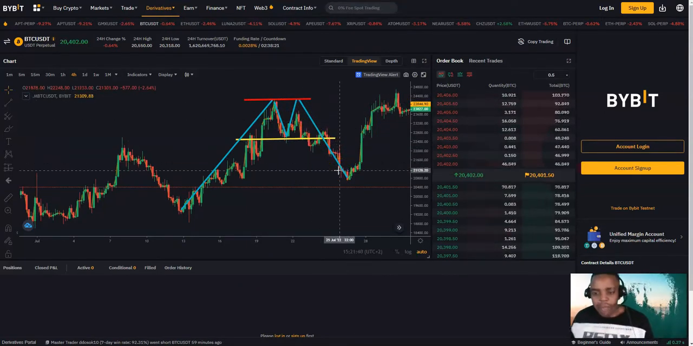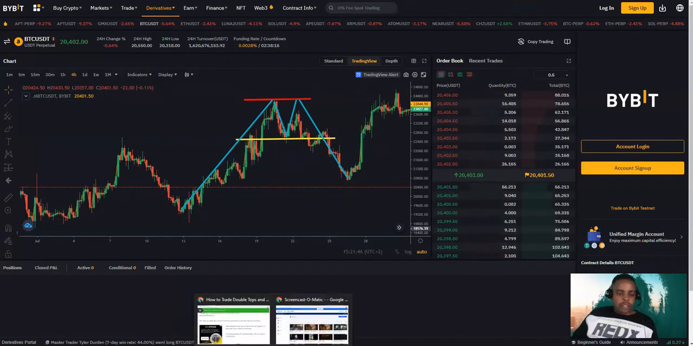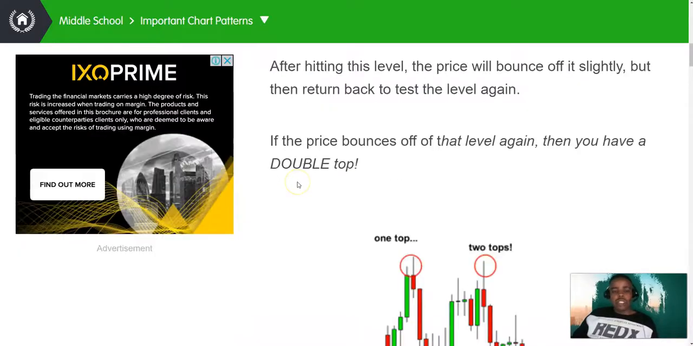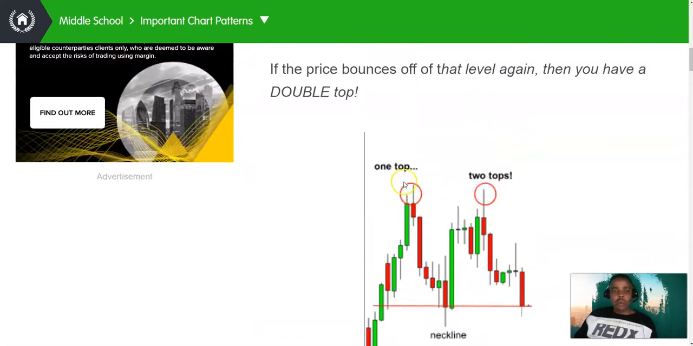Now conversely, you also have a double bottom. Okay, let us just jump into the definition of it. Okay, I will not go deep into the scenario. I also have a PDF example here, double tops right here, 1 and 2. That's it.